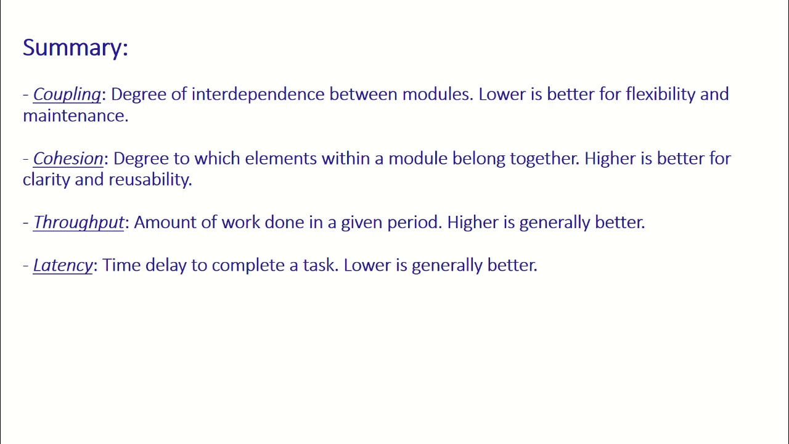Throughput: amount of work done in a given period. Higher is generally better. Latency: time delay to complete a task. Lower is generally better.